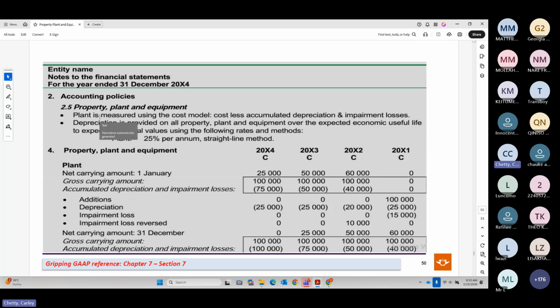They are disclosing the accounting policy at the top here. Then they have the opening balances from 20x1 to 20x4, and they have the movements for the year, and then they have the closing balances. So these numbers all come from that calculation that I showed you. Okay, but have a look at this because it is an important note.